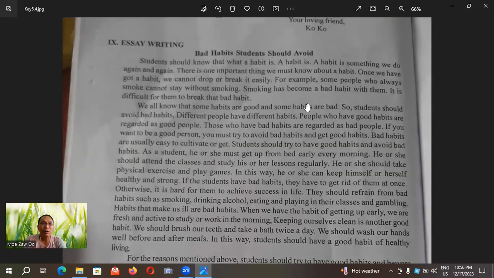Students should know what a habit is. A habit is something we do again and again.